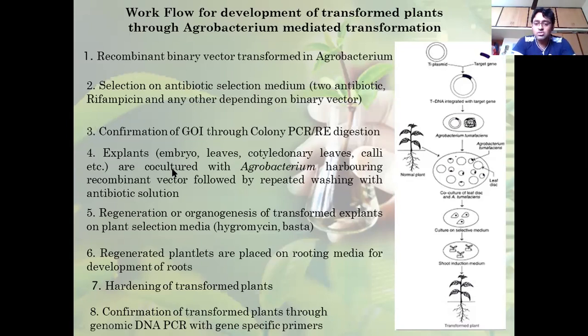Look at this picture. This is the shoot, then the root, and we get the total plant. Multiple plants can be generated from the multiple explants or the calli. Suppose 50 or 100 transformed plants are generated. Then I will confirm that all these plants carry my gene of interest or the T-DNA region or not.